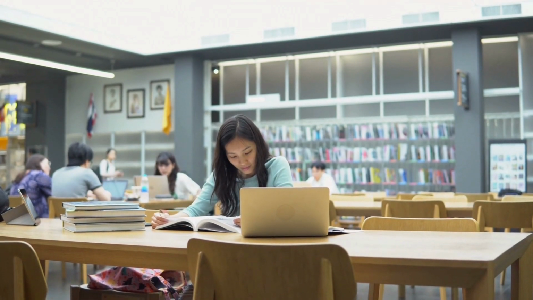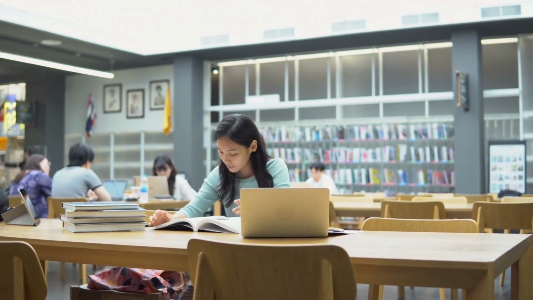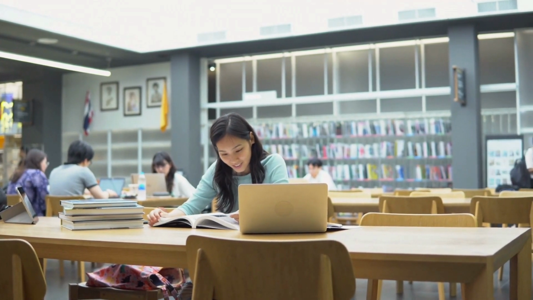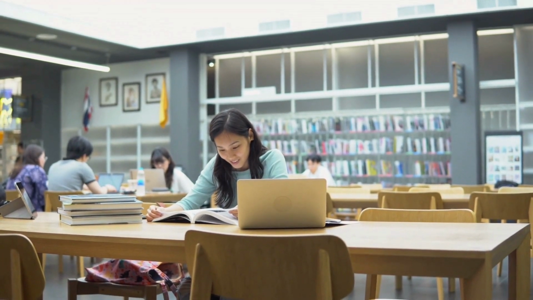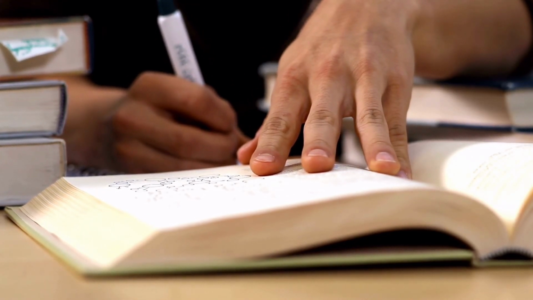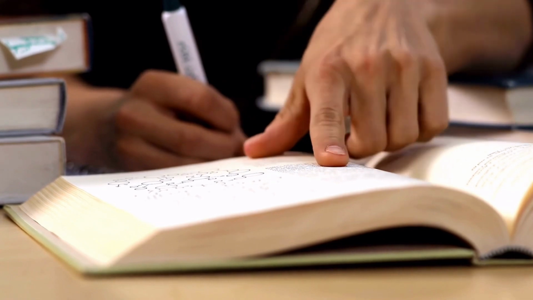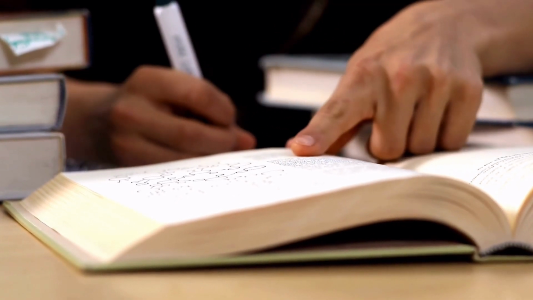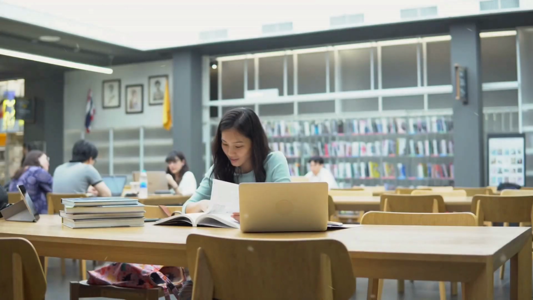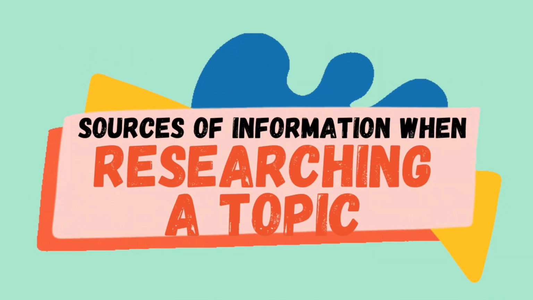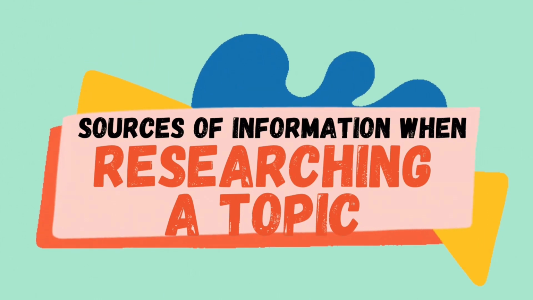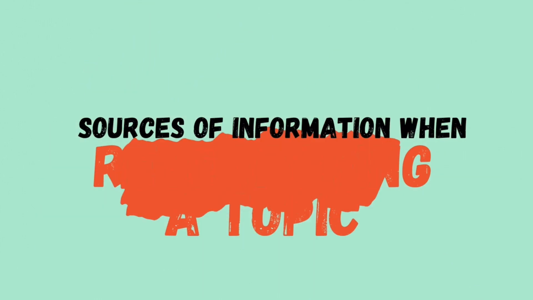Researching about a specific topic can be a tough responsibility when you do not know where to get all the information you need. While information is literally everywhere, it is essential that one knows how to select possible or potential sources of useful information. This lesson focuses on different sources of information when researching for a specific topic.